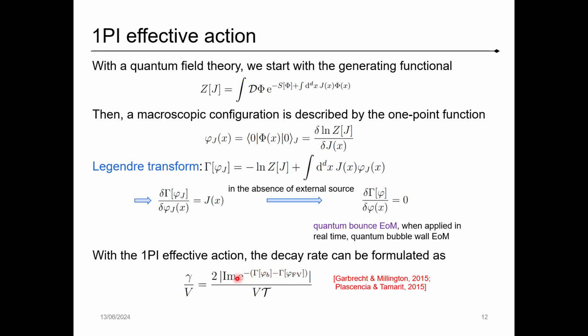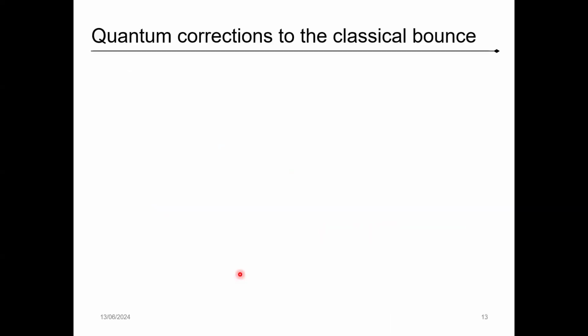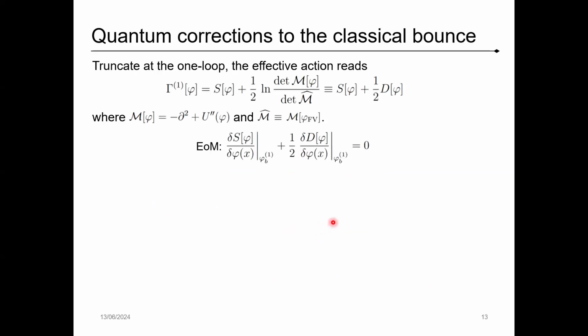The only difference is that here you have some exponential. This is actually derived from the multi-bounce contributions, where you use the dilute instanton gas approximation, and then you can see this exponential form.